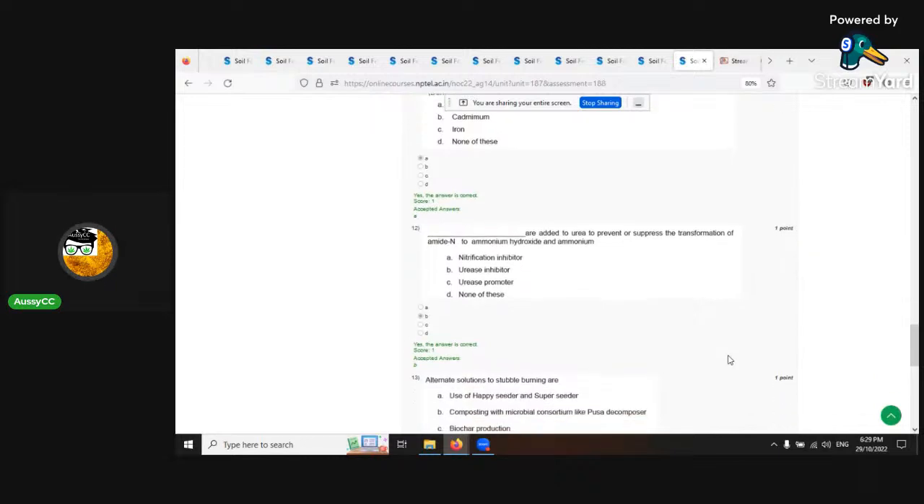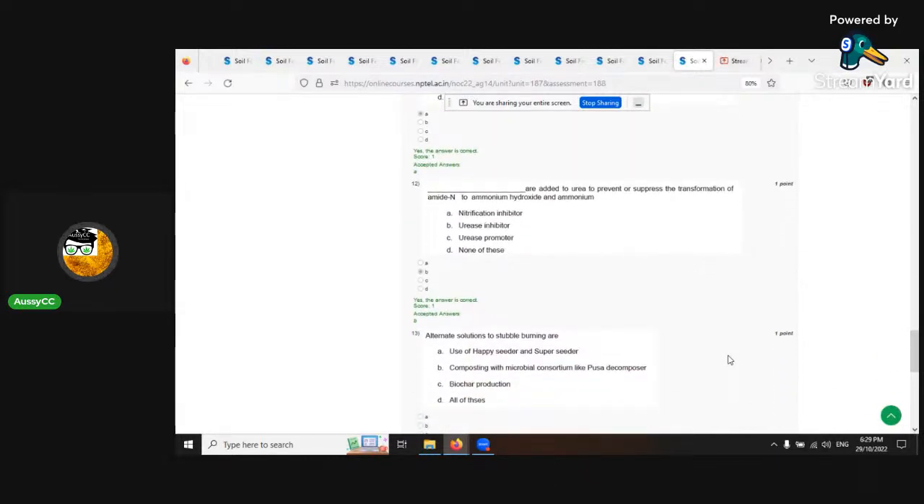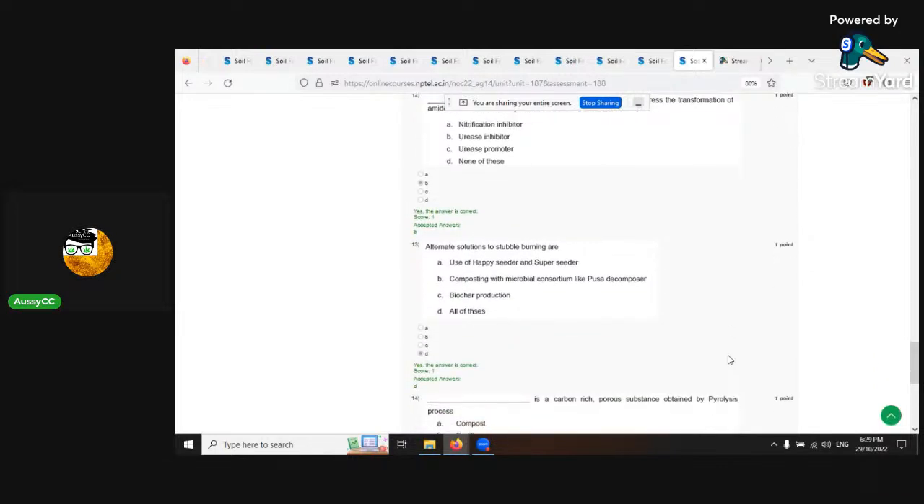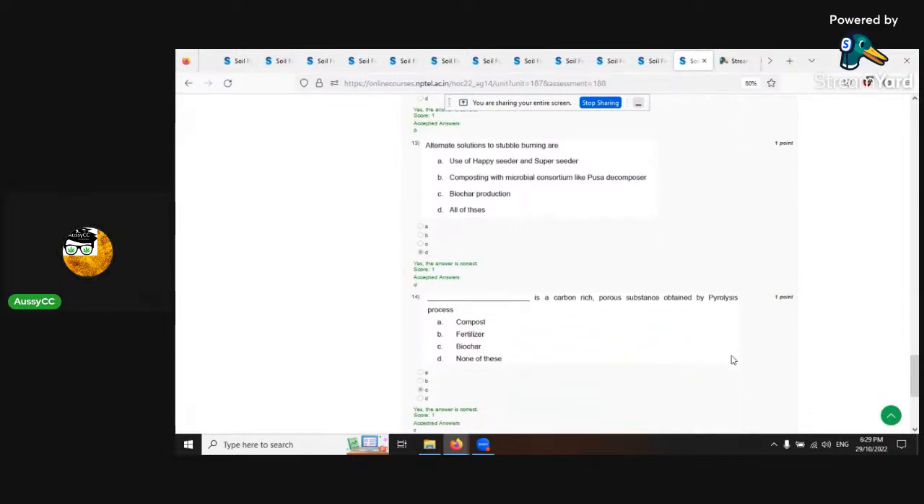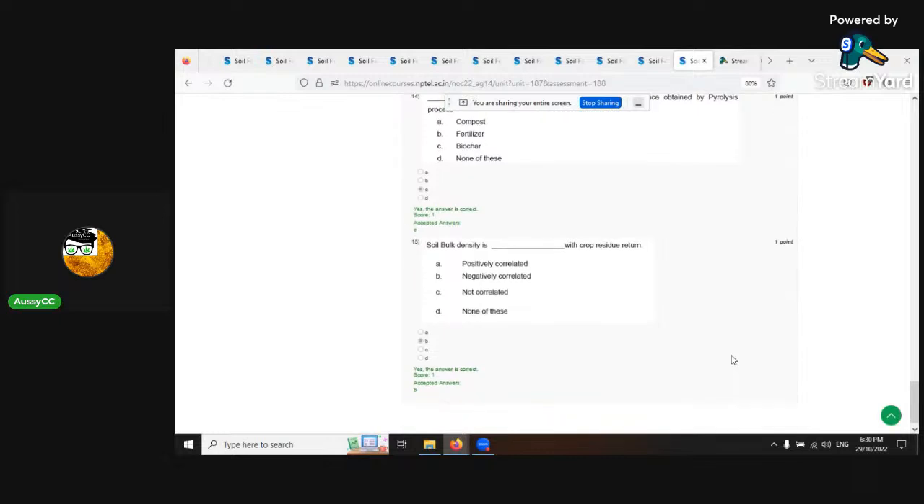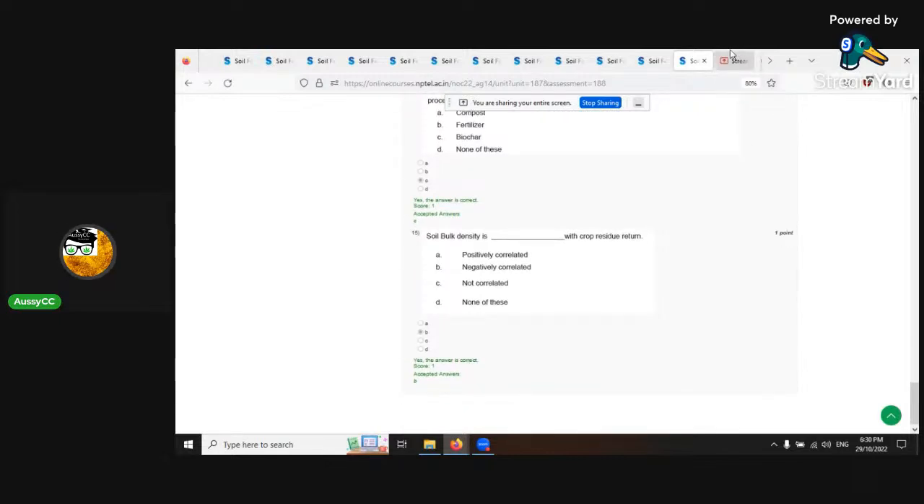Alternative solutions to stubble burning are just everything. Don't burn. Something that is a carbon-rich source, a porous substance, pyrolysis gives it away. It's biochar. Soil bulk density is negatively correlated with crop residue return. Correct. Hey, that's it.